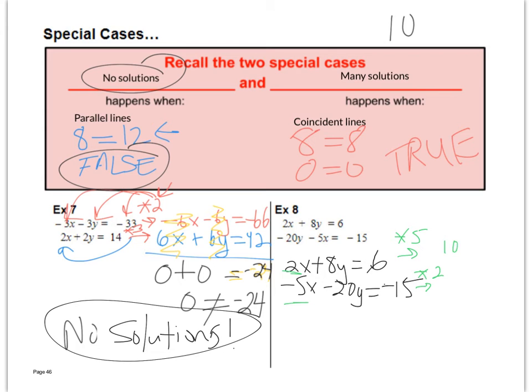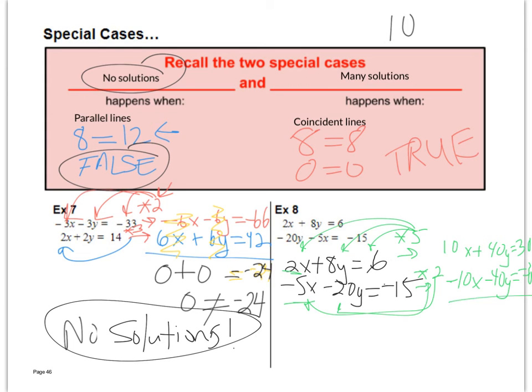I get 10x plus 40y equals 30. So I multiplied every single one. Now, I paused a minute to fix that, so if it blinked on your screen, it was just because I fixed something. Okay, and this bottom one's negative 10x minus 40y. Oh, looks like they're both going to eliminate again. Big surprise. Equals negative 30.